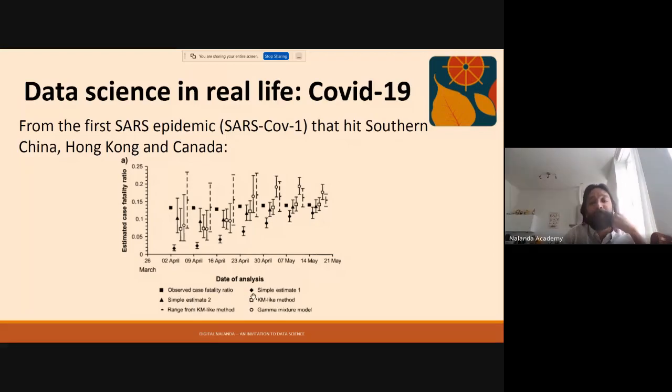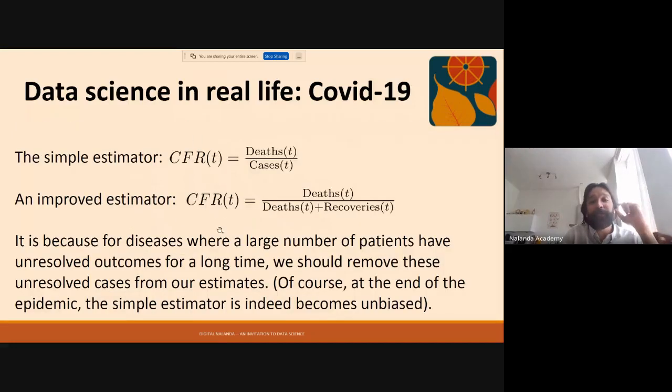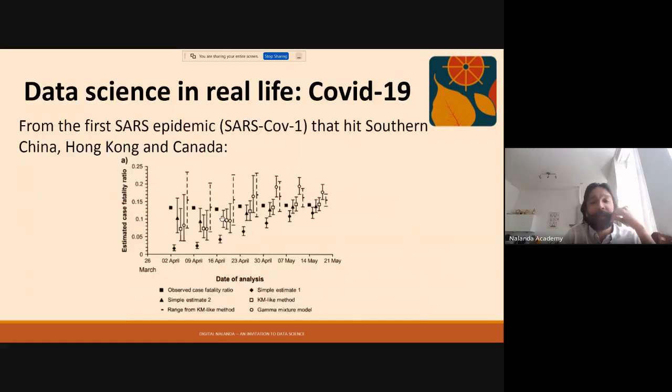But all you have to focus on is this. These black rectangles are, if you like, the observed case fatalities. This is really the right answer, if you like. And the black diamonds and the black triangles are the two simple estimates that we had for the case fatality rate. This one corresponds to the triangles, this one corresponds to the diamonds. And as you can see, the triangles are getting closer and closer to the black dots.